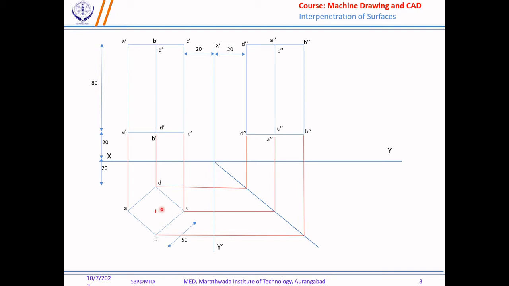Next step, give names to all the vertices of the vertical prism, that is A, B, C, D. In the front view, they are represented as A dash, B dash, D dash and C dash. In sequence, we need to give names to each of these vertices.